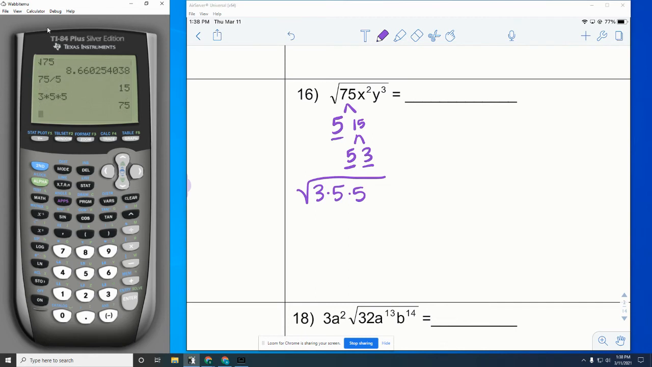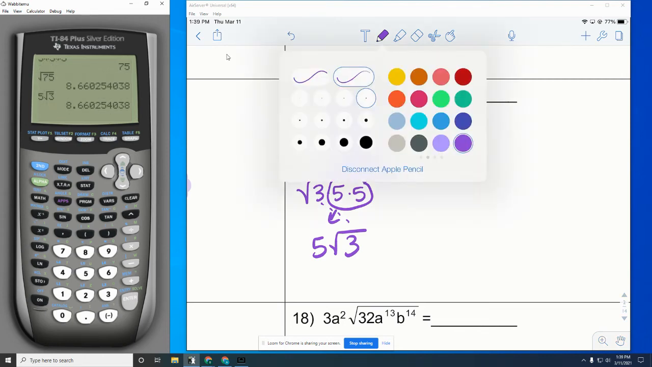And that would get me back to 75. I have a group of 5s, a group of 2, and then a 3 that will stay in the square root. So to check real quick, square root of 75, 5 square roots of 3, same decimals.